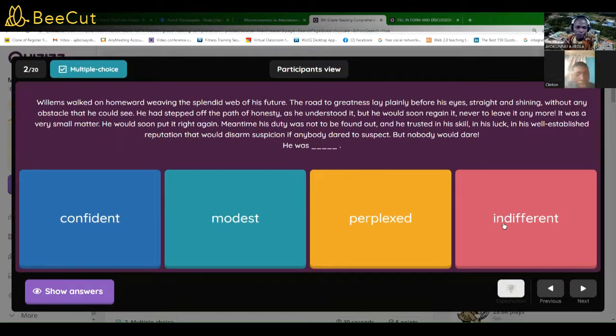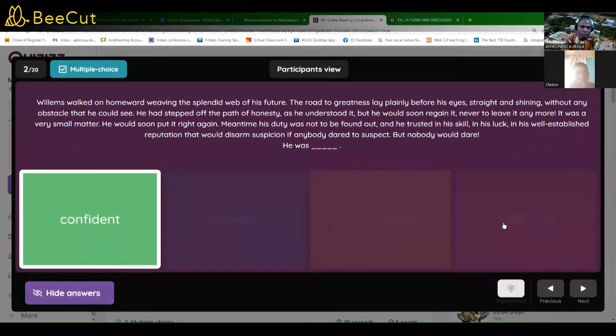Pick your option. He was modest, confident. He was confident. Okay? Why do you think confidence is the option? Because of his attitude. Not even because he was honest. He trusted in his skills, in his luck, and in his well-established reputation. So people won't suspect him of any foul play. Okay?